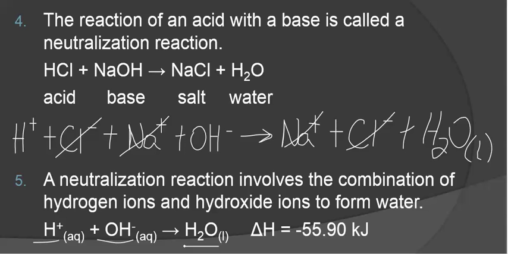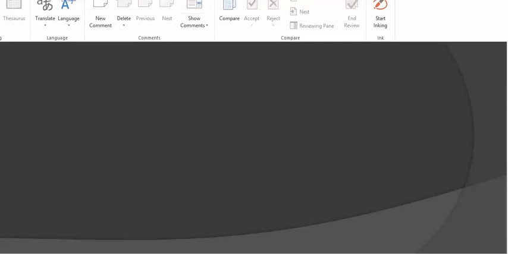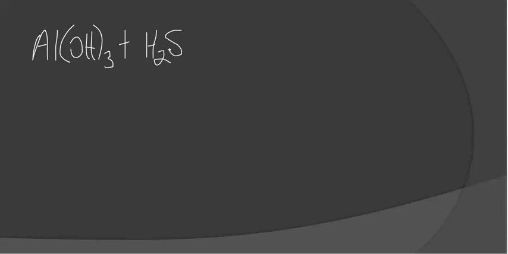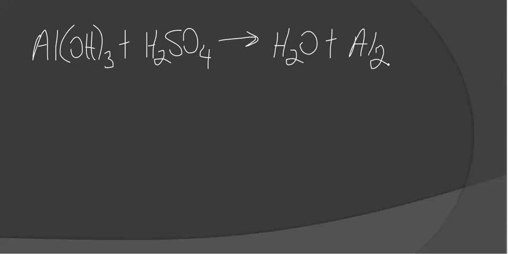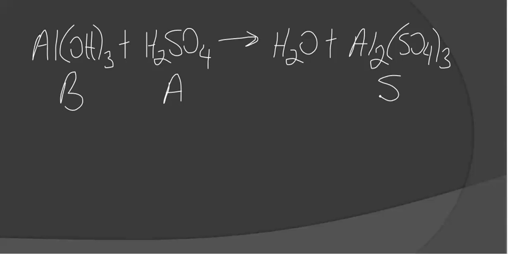Let me give you a couple more examples of the Arrhenius theory of acids and bases. Al(OH)3 reacting with H2SO4 to form water and aluminum sulfate. My acid has hydrogen listed first, so my acid is H2SO4. My base has hydroxide, Al(OH)3, and you get a salt and water.